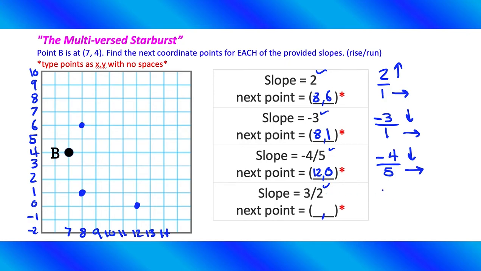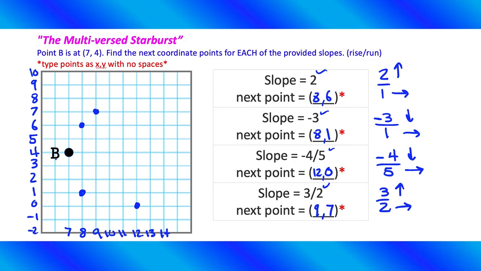And then a slope of 3/2. 3 over 2, using rise over run, we're going to go up 3 and run 2. We always run to the right. So up 3 over 2, here we are. We're at the coordinate point 9 and 7. Here we go. All right, that's about it, students.